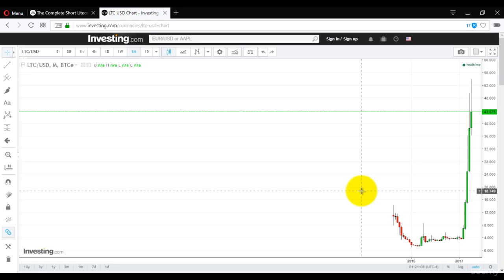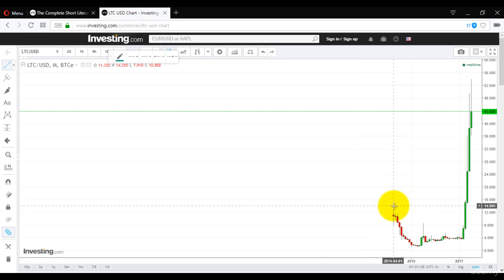Hi guys, today we will discuss Litecoin trendline. Now, why are trendlines important? Let's discuss. To discuss it further, we have selected Litecoin in US dollar and the monthly chart.